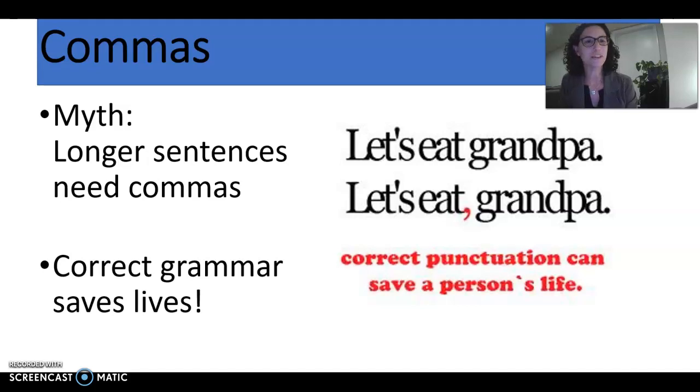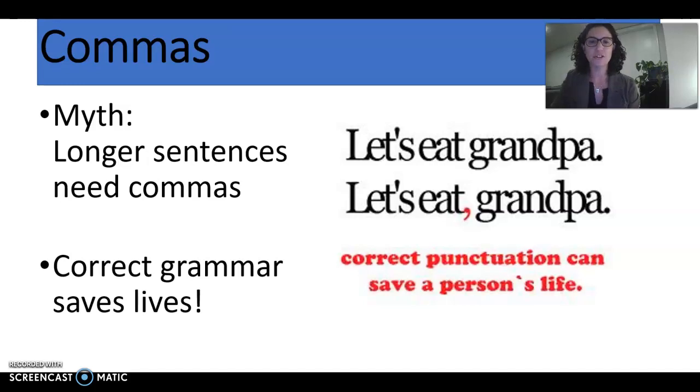Hi everybody, welcome back to Grammar Part 2. When we left off, we were talking about commas and how important they are to understanding the meaning of a sentence. And I left you with the thought of, if you're not sure whether a comma belongs in a sentence or not, just change the sentence.